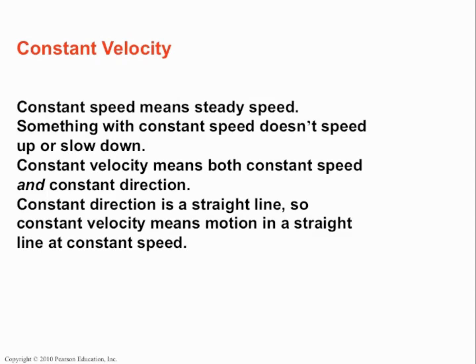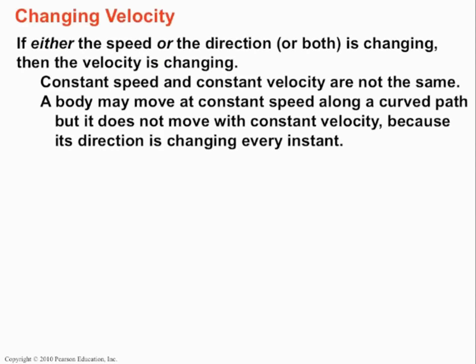Constant velocity. So constant speed means steady speed. Something with constant speed doesn't speed up or slow down. Constant velocity means both constant speed and constant direction. Okay, so constant direction is a straight line, and constant velocity means motion in a straight line at constant speed. Alright, so this is just the definition of constant velocity. It's pretty simple. Constant velocity simply means that the magnitude remains the same and the direction remains the same. If either the speed or the direction or both is changing, then the velocity is changing.